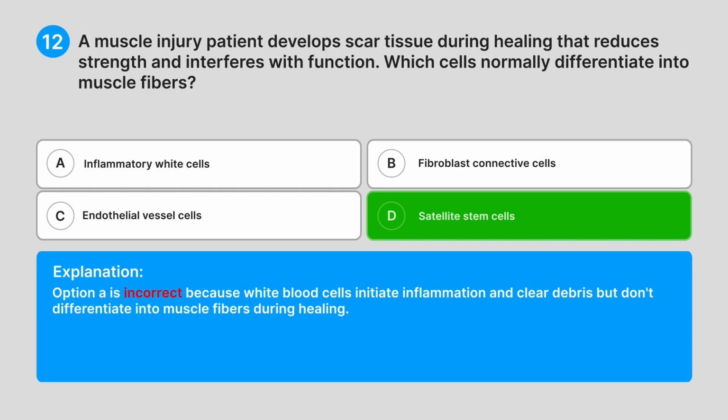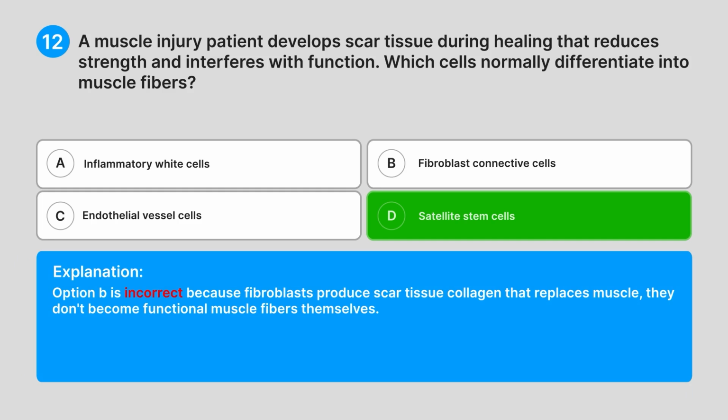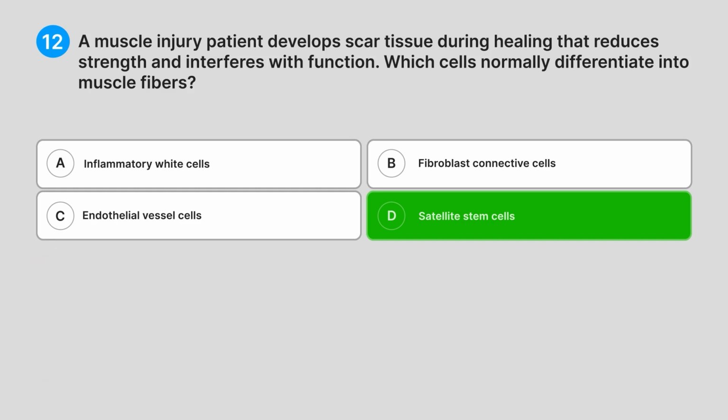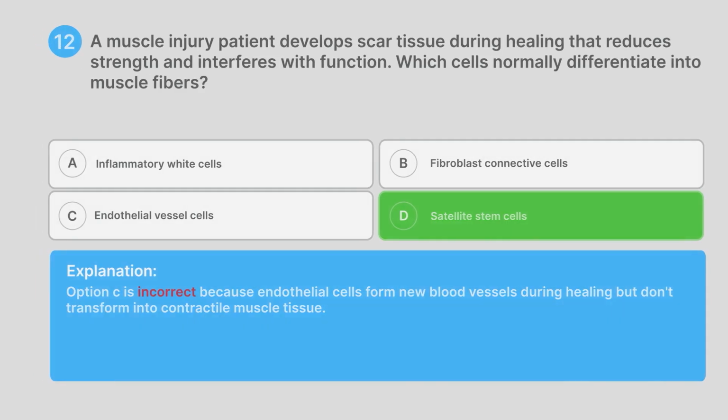Option A is incorrect because white blood cells initiate inflammation and clear debris but don't differentiate into muscle fibers during healing. Option B is incorrect because fibroblasts produce scar tissue collagen that replaces muscle. They don't become functional muscle fibers themselves. Option C is incorrect because endothelial cells form new blood vessels during healing, but don't transform into contractile muscle tissue.